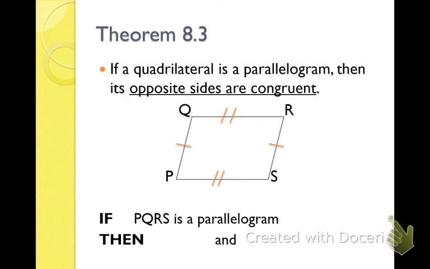A theorem. If a quadrilateral is a parallelogram, then its opposite sides are congruent. So this is a characteristic. Parallelogram, opposite sides are going to be congruent. So not only do we know they're parallel from the definition, we also know the opposite sides are going to be congruent. In this statement, we would say if PQRS is a parallelogram, then PQ is congruent to RS and QR is congruent to SP.